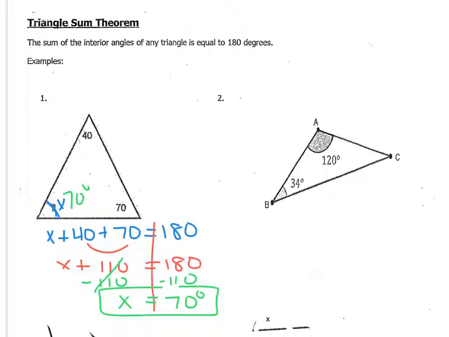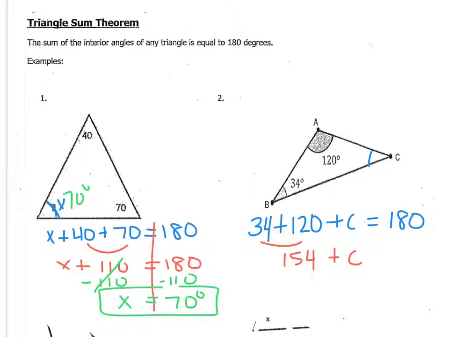Looking at another example, in this one, I'm missing angle C. So if I did 34 plus 120 plus C, that should total 180 degrees. If I add these two together, I get 154 plus C equals 180. And then subtract 154 from both sides. So C equals 180 minus 154, which is 26 degrees. So we know that angle C is 26 degrees.